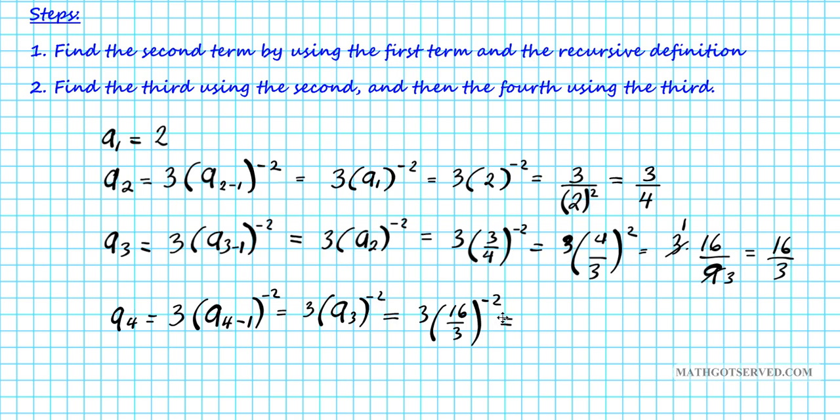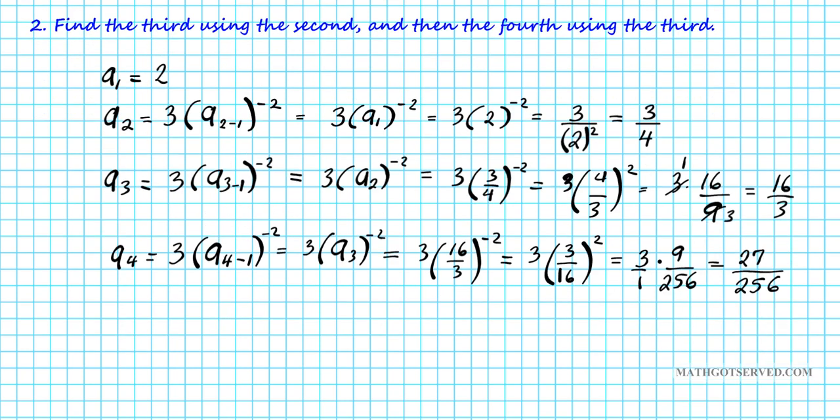So what we're going to do now is use the reciprocal property of exponents to express this as 3 times 3 over 16 raised to the positive 2. And then simplify this. We have 3 times square the top and the bottom. 3 times 3 is 9. 16 times 16 is 256. Multiply across, 3 over 1. 3 times 9, 1 times 256. We have 27 over 256. So there goes our next 3 terms.